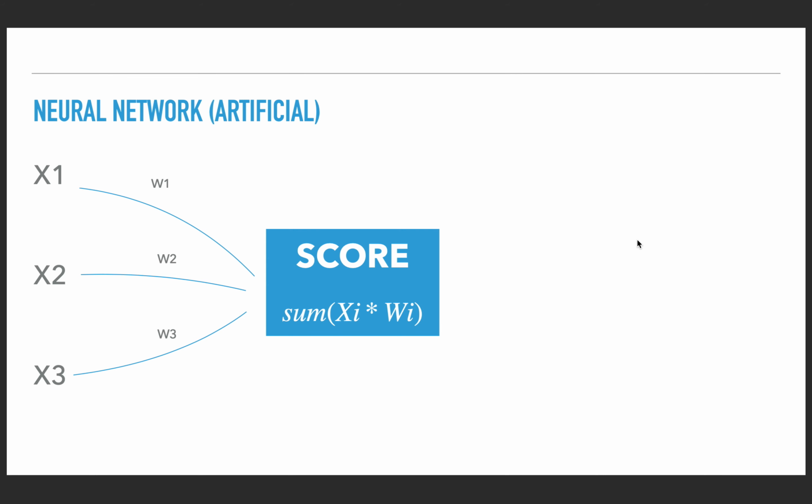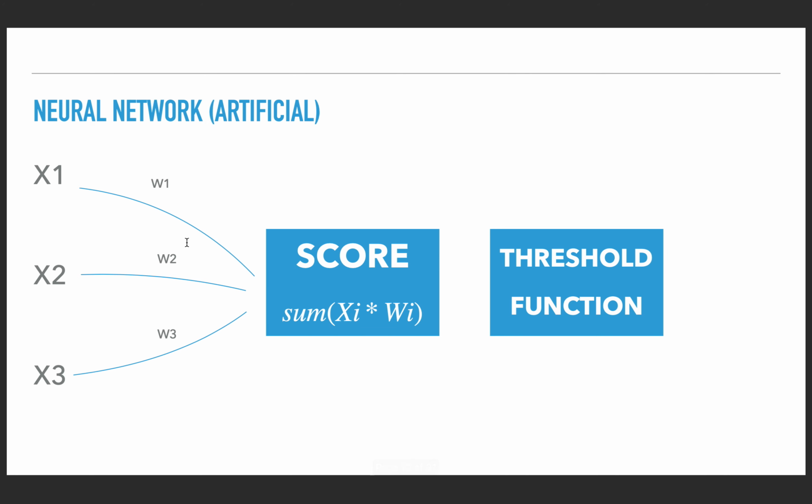So we calculate a weighted sum, and say in our network, x1 is a more important feature than x2. So w1 will be greater than w2. So to show the importance, basically, we have a weighted sum. Next is the threshold function. We pass the score into a threshold function or an activation function.